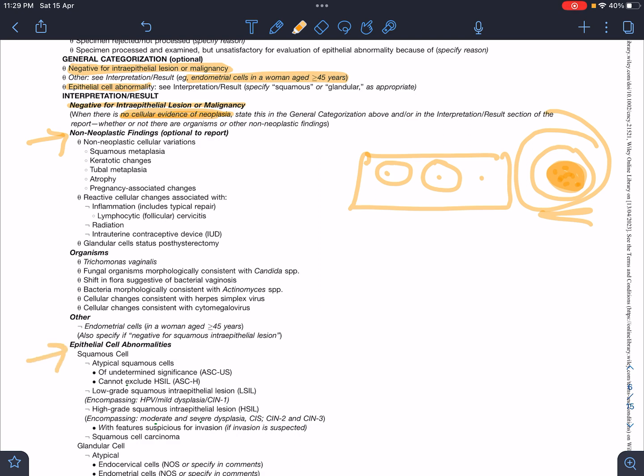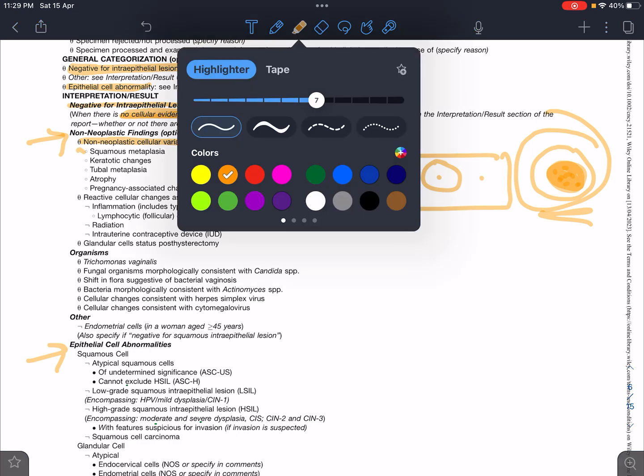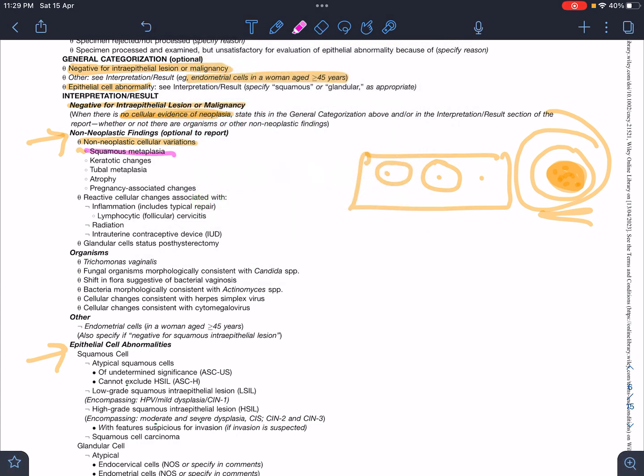Non-neoplastic findings can be non-neoplastic cellular variation. Squamous metaplasia, I had told you, is a normal change which happens. So as a pathologist, one should not get scared, thinking, oh, what are these changes? No, it's normal, it's bound to happen. Then keratotic changes. I'll use a highlighter only. Different shade will take. Squamous metaplasia, keratotic changes.